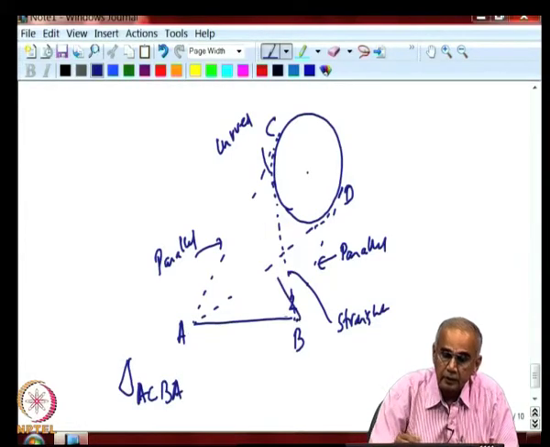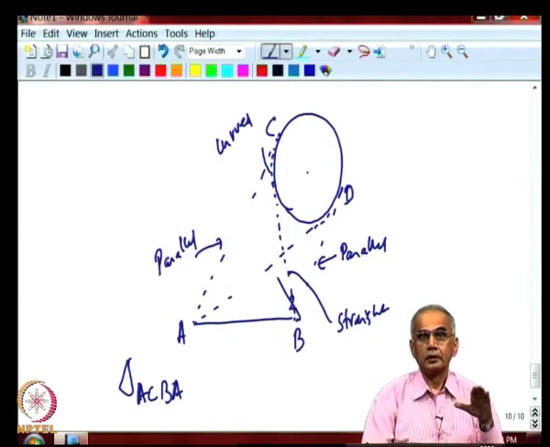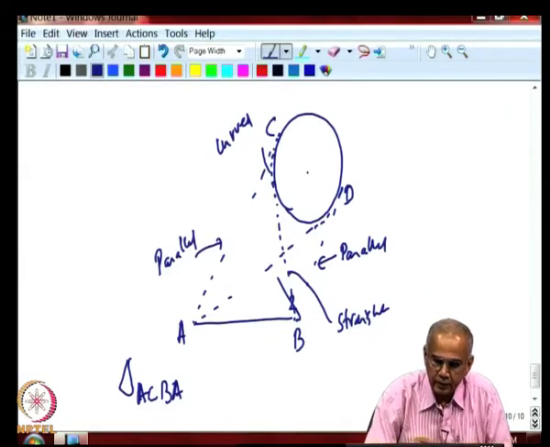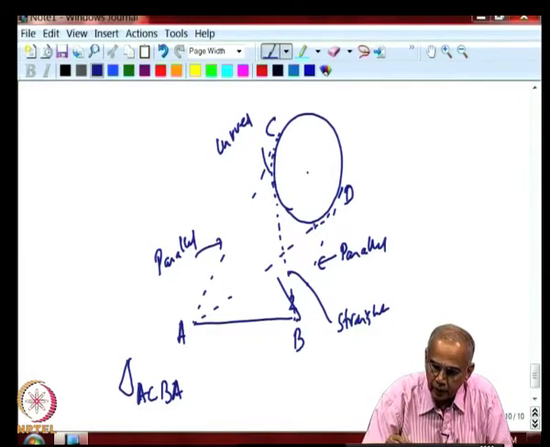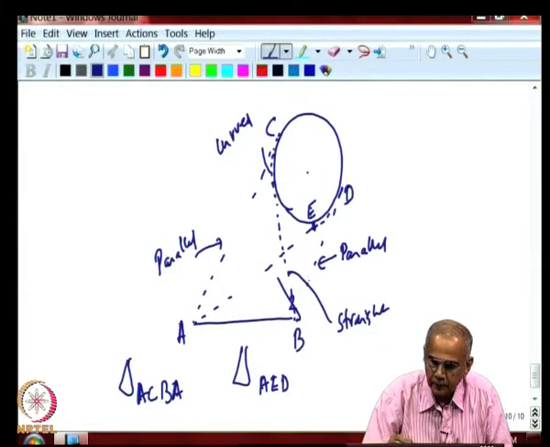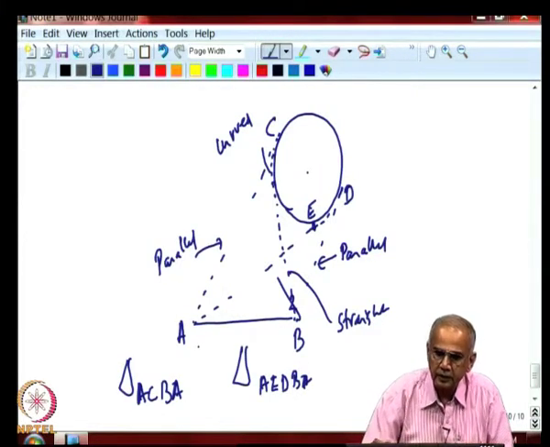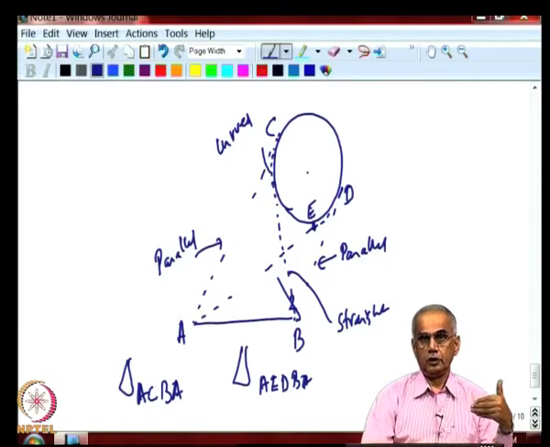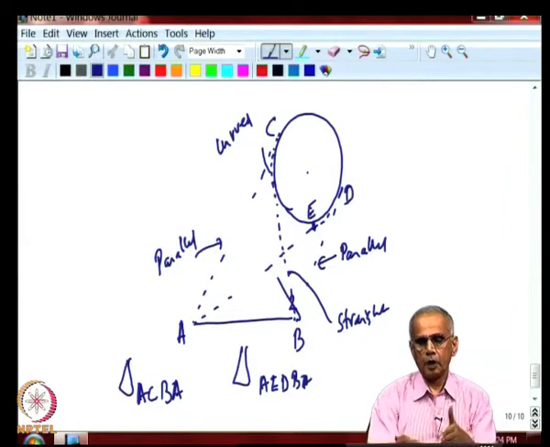So, this triangle consists of non-concave surfaces, so you can apply the triangle rule. And the surface A, I will call this tangent as E, AED B A, another triangle consisting of again non-concave surfaces with a common base AB.